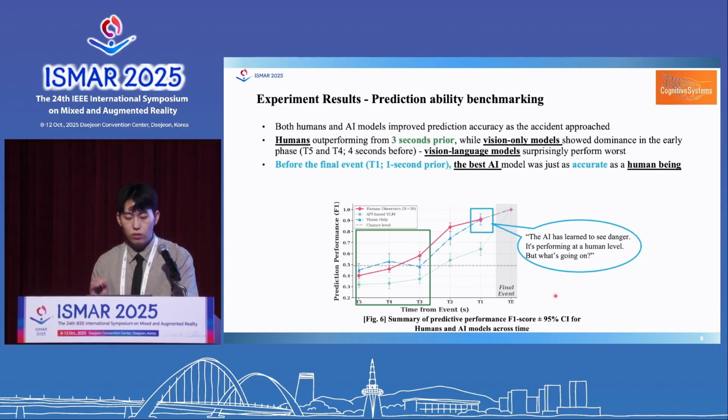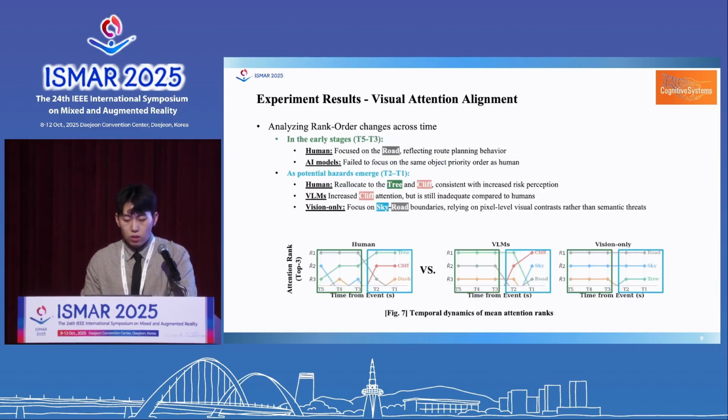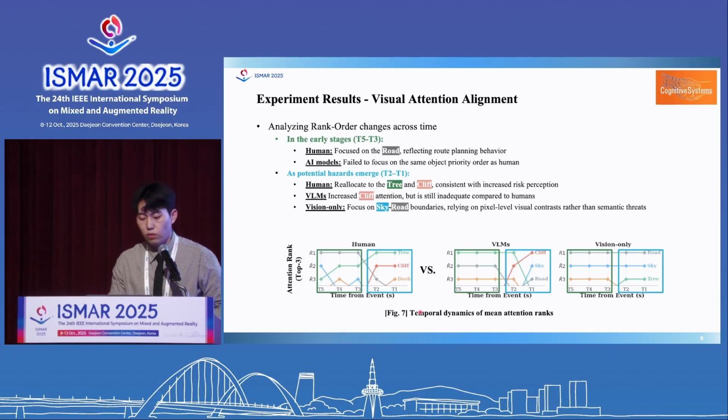But here is the tricky and interesting part. Can AI actually see the dangers like us? To go further, we check their attention changes. In other words, we check the visual priority. In the figures below, the x-axis is the time sequence and the y-axis is the rank. A lower rank is more important. For example, on top, R1 is the top priority.